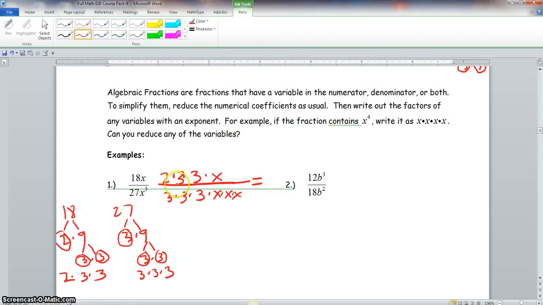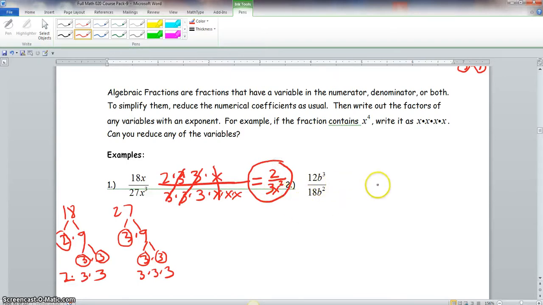Now we simplify. They have 2 sets of 3's in common and 1 set of x's in common. So your numerator, you would just have 2, and your denominator will have 3 and 2 x's. So it'll be 3x squared. So our final answer here would be 2 over 3x squared.